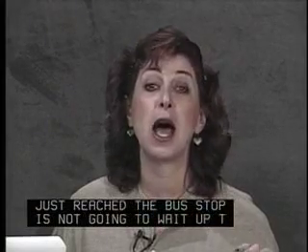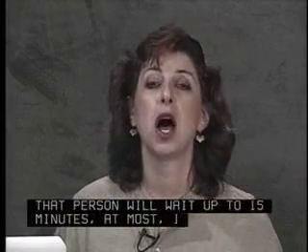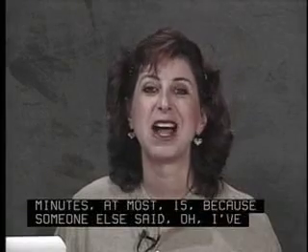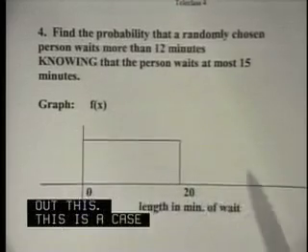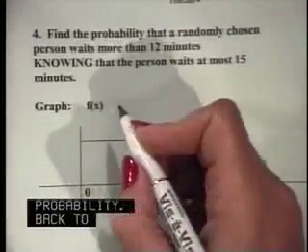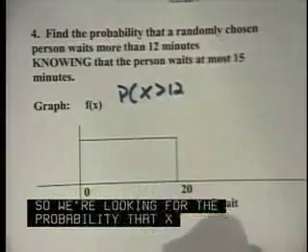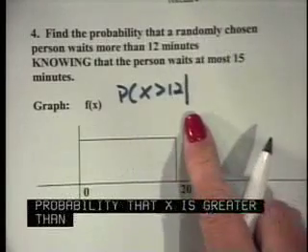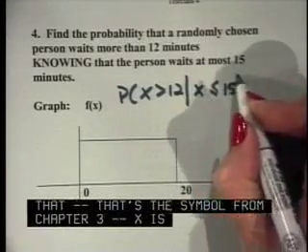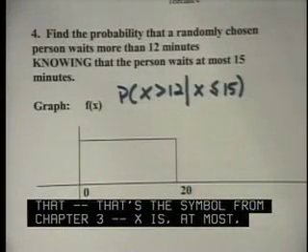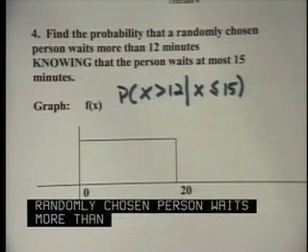That person will wait up to 15 minutes, at most 15, because someone else said, oh, I've already waited 5 minutes. All right, well, let's see how we can work this out. This is a case of conditional probability. Back to chapter 3. So we're looking for the probability that x is greater than 12, knowing that, or given that, x is at most 15.